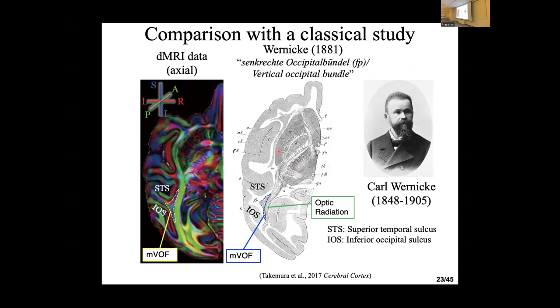I tried to find a similar slice in the diffusion data as best I can. Then you can see these sulcus landmarks here, superior temporal sulcus and inferior occipital sulcus. He described this area surrounded by, I just highlighted it, the VOF. This is the VOF. Then you can see just blue color in this triangular area laterally adjacent to the geniculocortical pathway. So I would say this is a very nice replication of the original Wernicke finding.